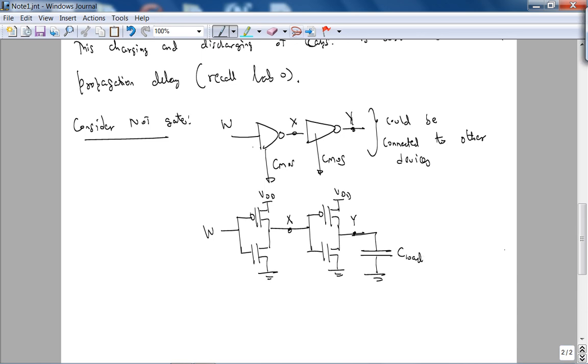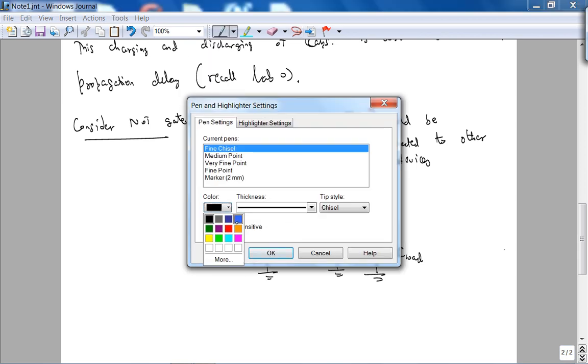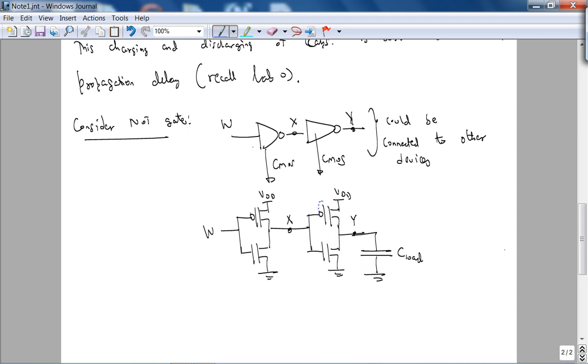At this node you have the load capacitance due to other devices, and at this node, in this case, you have primarily these two gate capacitances. Let's call this CGP, the gate capacitance of the PMOS, and this CGN. Recall that before break, we talked about how it's a metal oxide semiconductor and that basically acts as a capacitor. So here you could label this C gate.